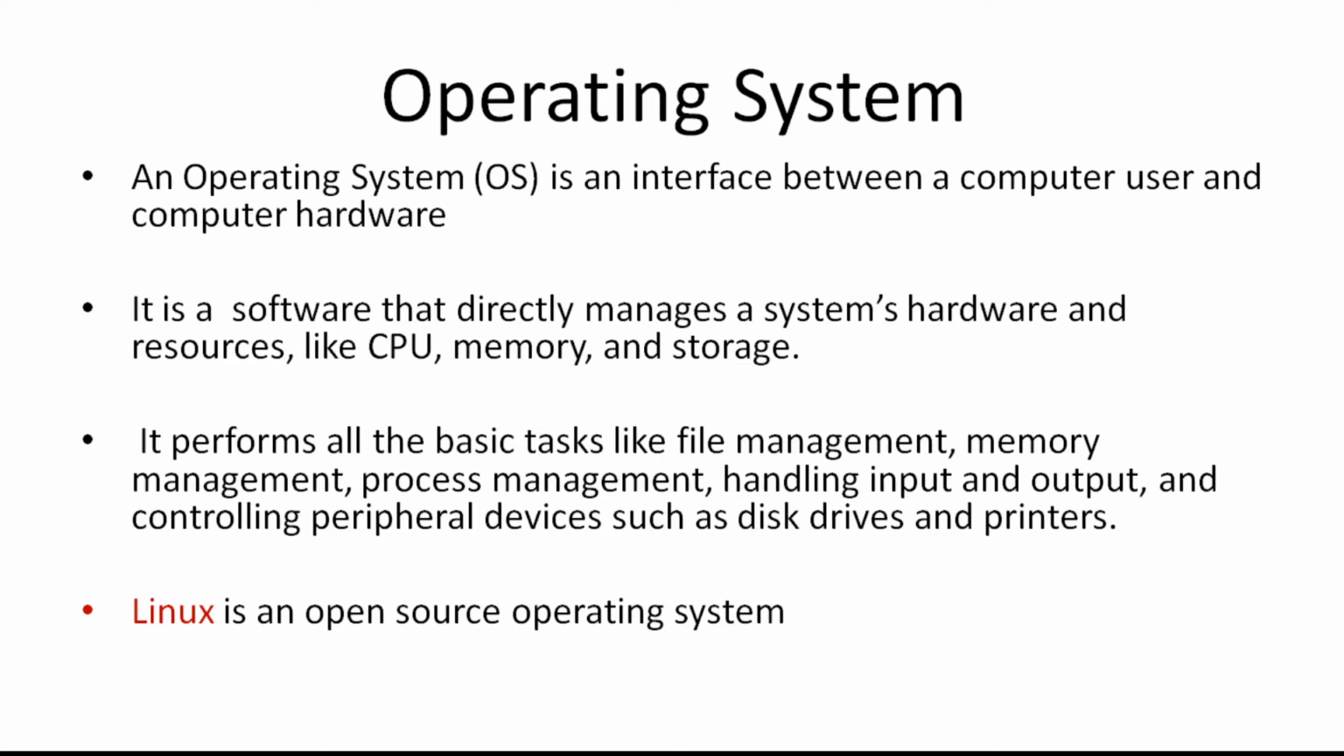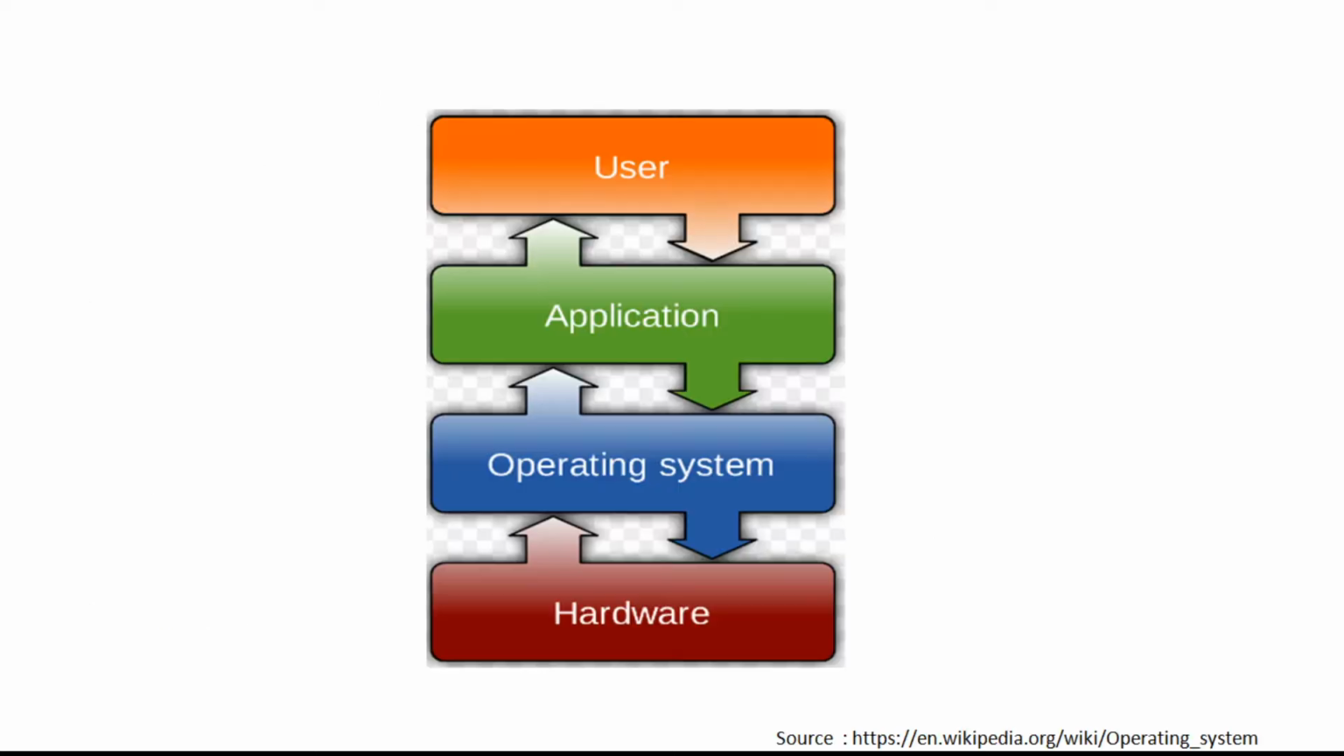When you talk about an operating system, it's software which directly manages system hardware and resources like CPU, memory and storage. As we have seen, the operating system performs all the basic tasks like file management, memory management, process management, and it handles input and output, as well as controls peripheral devices such as disk drives and printers. And as we know, Linux is one such open source operating system.